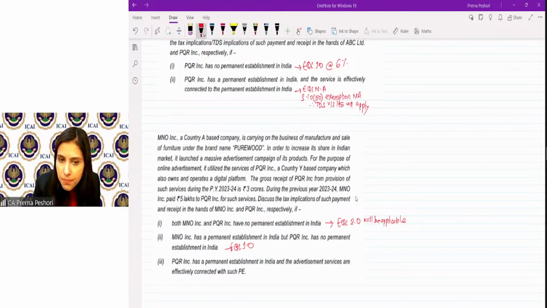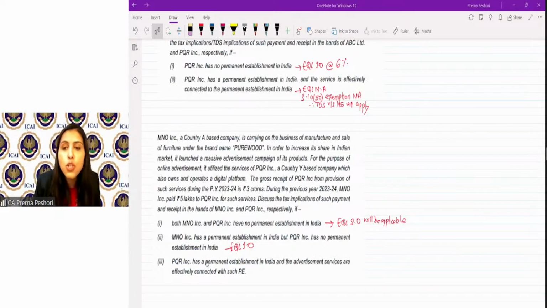Are we clear? Third case, they are saying if PQR has a PE, meaning the service provider has a PE, then in that case, equalization levy does not become applicable. Then you will have the income taxable under the Income Tax Act.